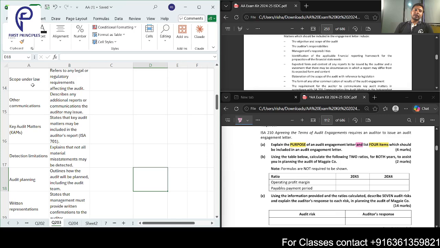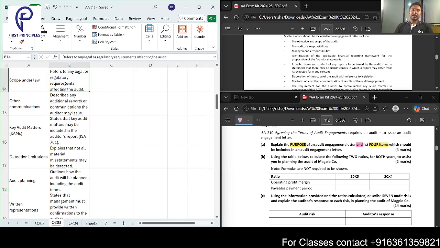Next, we'll write scope under law. It refers to any legal or regulatory requirements affecting the audit. Is any law coming in between, or any law that needs to be followed? Not everything, but the ones affecting the audit.